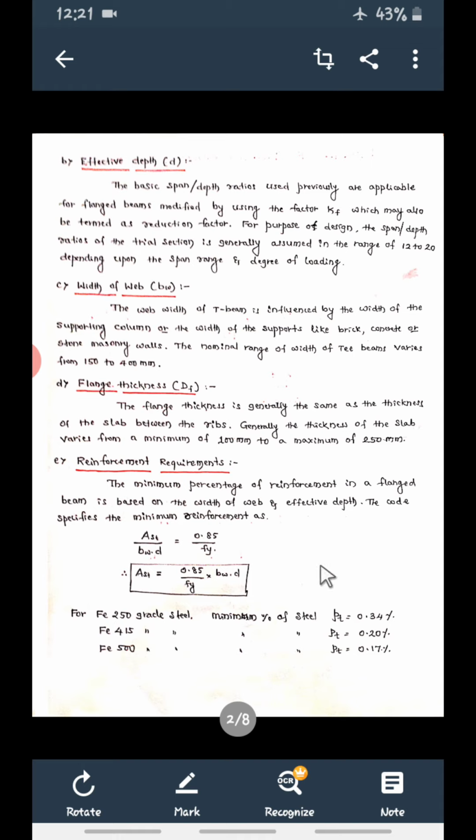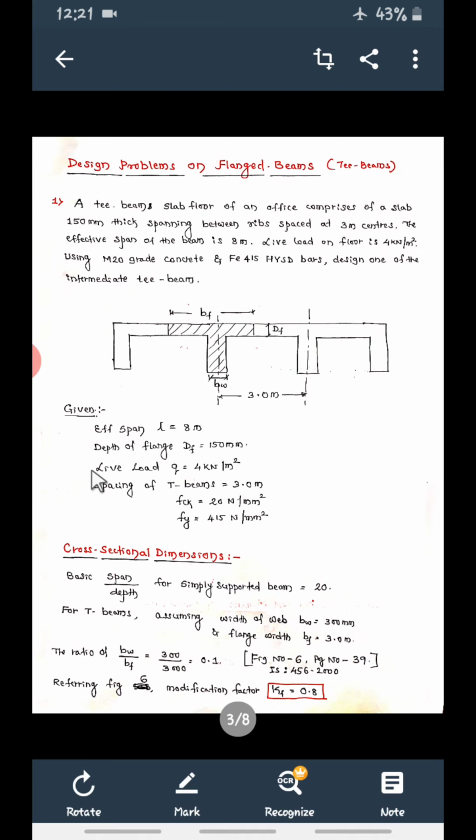Already we know. So when you start this problem, automatically we are going to get a clear picture of this. So now let us start with one design problem. We'll take a T-beam design. Okay, the problem is like this.